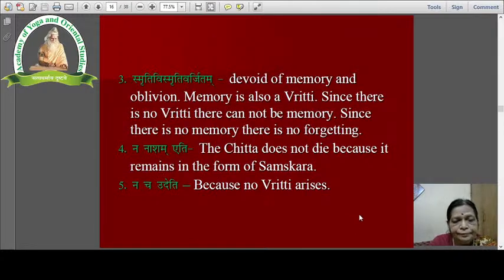Then smruti vismruti varjitam. The chitta is devoid of memory and oblivion. Oblivion means forgetting. It doesn't remember anything, it doesn't forget anything. Memory is also a vritti. Pramana, viparyaya, vikalpa, nidra, smrutayah. These are the five vrittis. So memory is also a vritti. Since there is no vritti in the chitta, there cannot be any memory. Since there is no memory, there is no question of forgetting. So smruti vismruti varjitam chitta. Na nasham eti. The chitta doesn't die because it remains in the form of sanskara. It remains, but in the form of sanskara. So it doesn't die. Na chaudeti. Because there is no vritti, no vritti arises in the mind. So the chitta doesn't arise. So like this, the chitta is almost functionless.